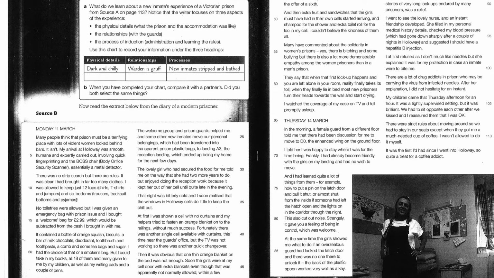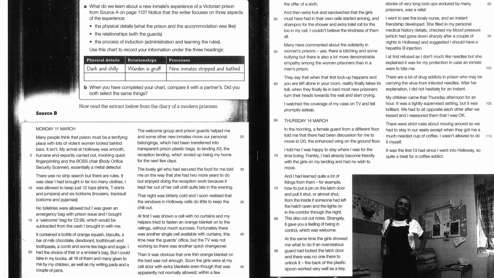There was no strip search, but there are rules. It was clear I'd brought in far too many clothes. I was allowed to just keep 12 tops, shirts, t-shirts and jumpers, and 6 bottoms, trousers, tracksuit bottoms and pyjamas. No toiletries were allowed, but I was given an emergency bag with prison issue, and I bought a welcome bag for $2.99, which would be subtracted from the cash I brought in with me. It contained a bottle of orange squash, biscuits, a bar of milk chocolate, deodorant, toothbrush and toothpaste, a comb and some tea bags and sugar. I had the choice of that or a smoker's bag, but I could take in my books, all 18 of them, and many given to me by my children, as well as my writing pads and a couple of pens.